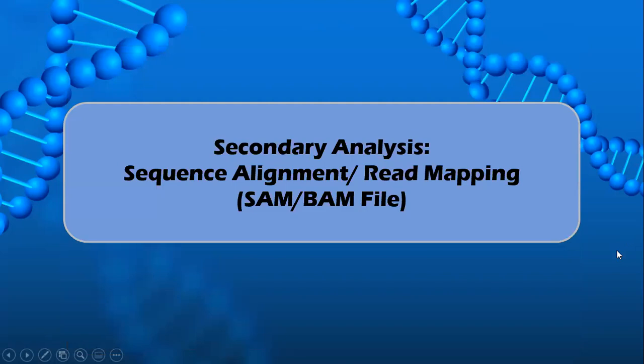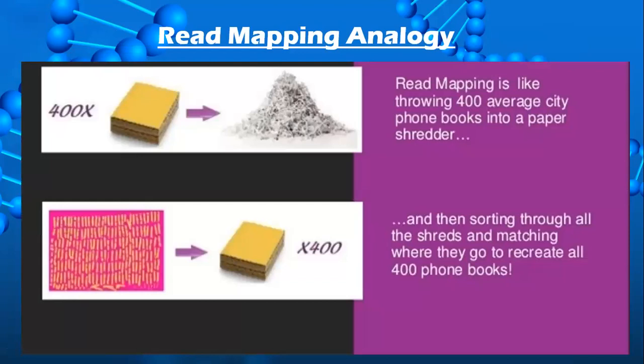So coming to secondary analysis. Secondary analysis involves sequence alignment or read mapping and the generation of a SAM or BAM file. So here's an analogy for read mapping. Read mapping is like throwing 400 average city phone books into a paper shredder and then trying to sort out these shreds by matching them and recreating the 400 phone books. And so it is that complicated. But luckily we have these algorithms and we have computer programs to do them.